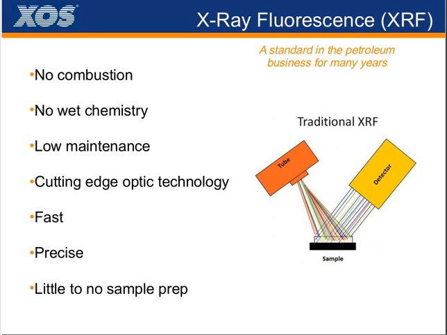And then cutting-edge optic technology. Again, this doesn't apply to all XRF, but in our case, this is a very important factor. Our company name is X-Ray Optical Systems, which we've shortened down to XOS. Our bread and butter has always been X-ray optics, and so the optics that we add into this technology platform of XRF are what really separate us from everybody else and give us a leg up, you would say, against the competition. And then finally, it's fast, precise.